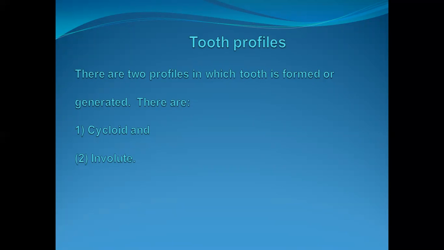There are two profiles in which a tooth is formed or generated. They are cycloid and involute. In first year drawing, we have drawn these two curves, cycloid and involute. With these, we generate the tooth profiles of gears.